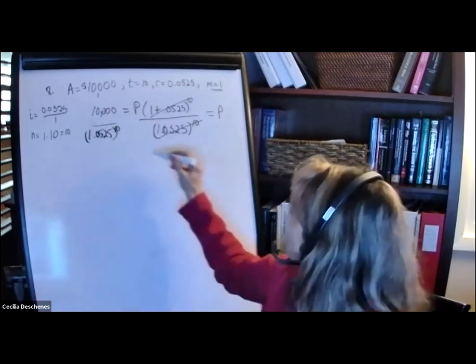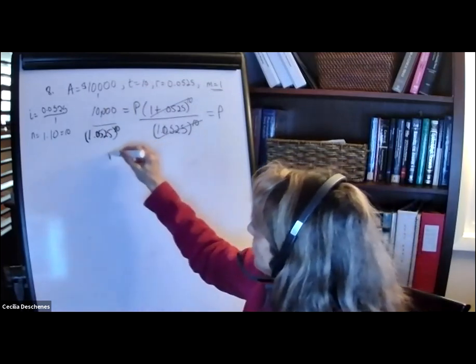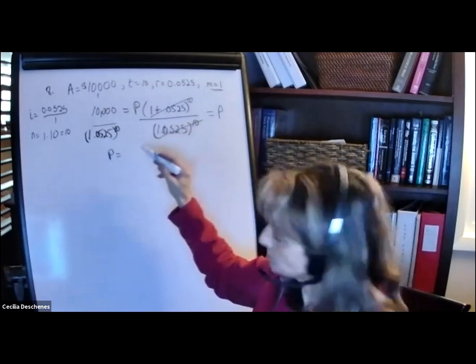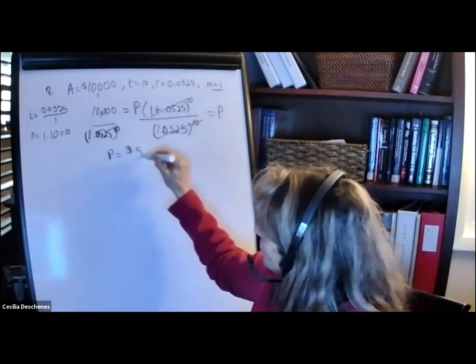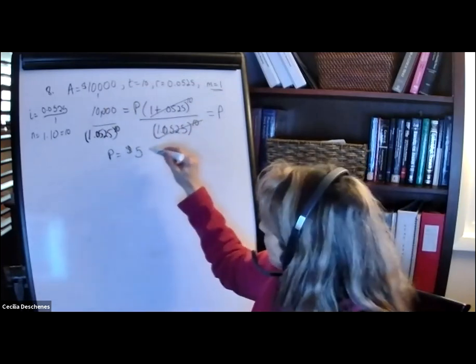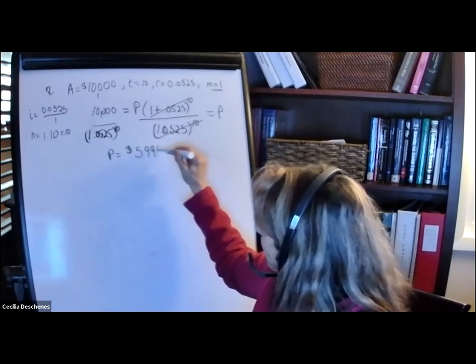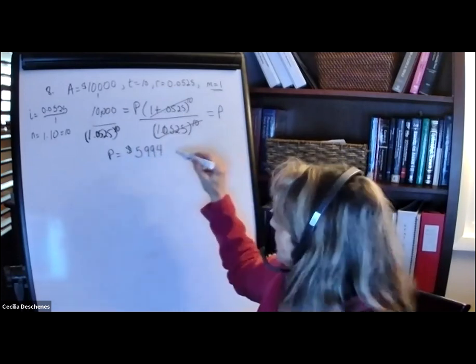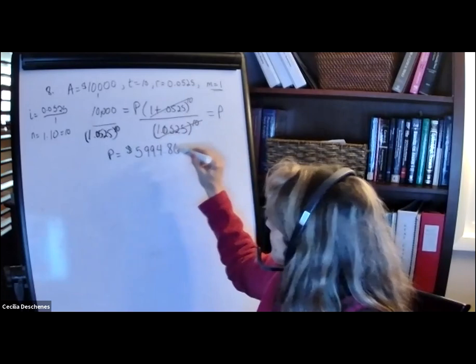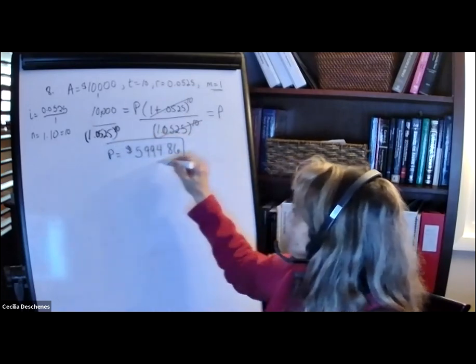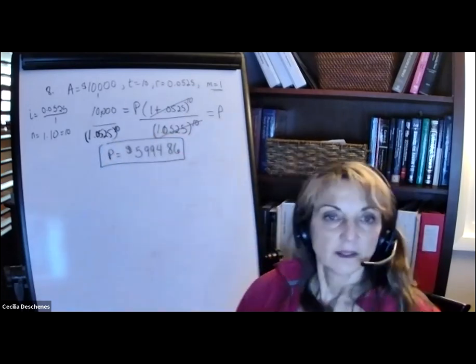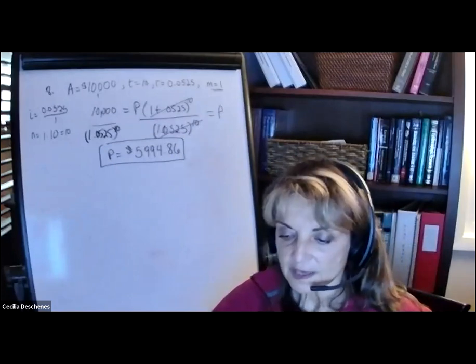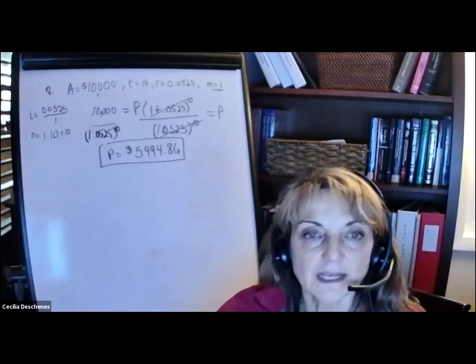And I get that our initial amount that we want to invest in this, or that Juan should pay for this, is 5,994 and 86 cents. Okay, so there we go. That's the answer to problem number 8.